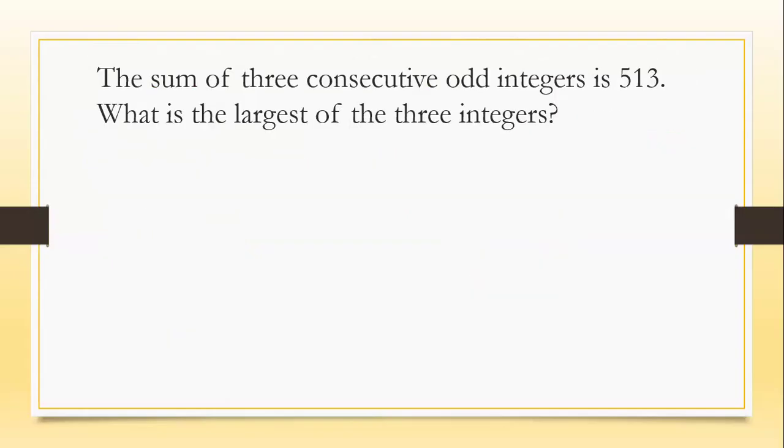The sum of 3 consecutive odd integers is 513. What is the largest of the 3 integers? Now, odd integers, we would have a number, skip a number. So let's look at that. So let's begin by letting x be the first integer.